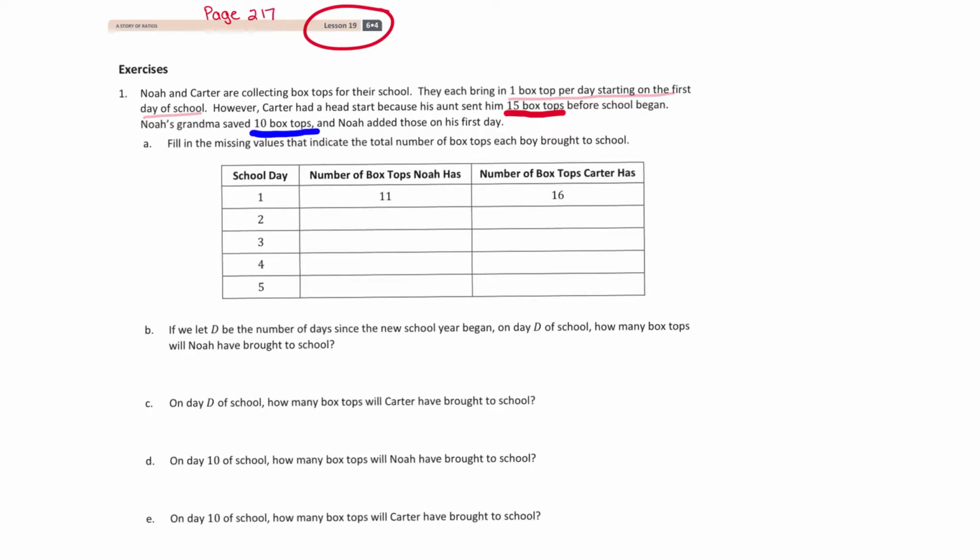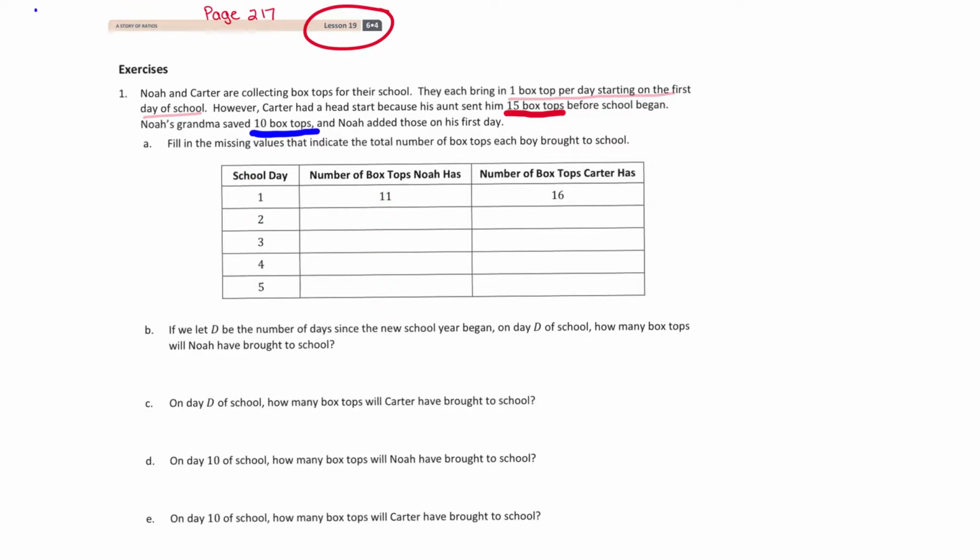And we're going to try to use colors so that we can distinguish which information is for who. So notice that on the table they give us the school day 1, 2, 3, 4, 5, the number of box tops Noah has, and then the number of box tops that Carter has. So we're going to be organizing the information here.